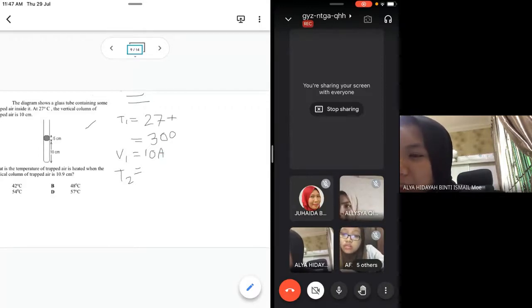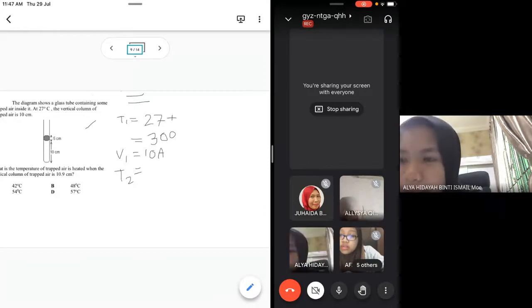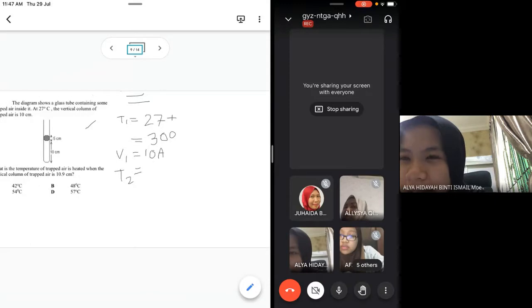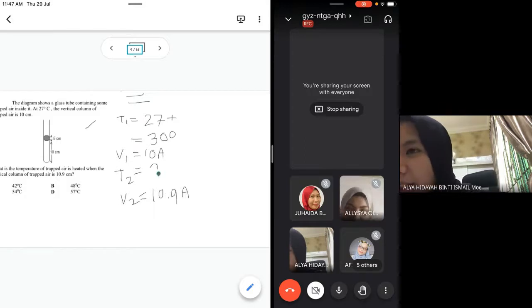Alright. And then the next one, T2 is the one that we need to find. It is given that the vertical column of trapped air is 10.9 cm. So for the V2, it is 10.9A. Then can you do the next working steps?